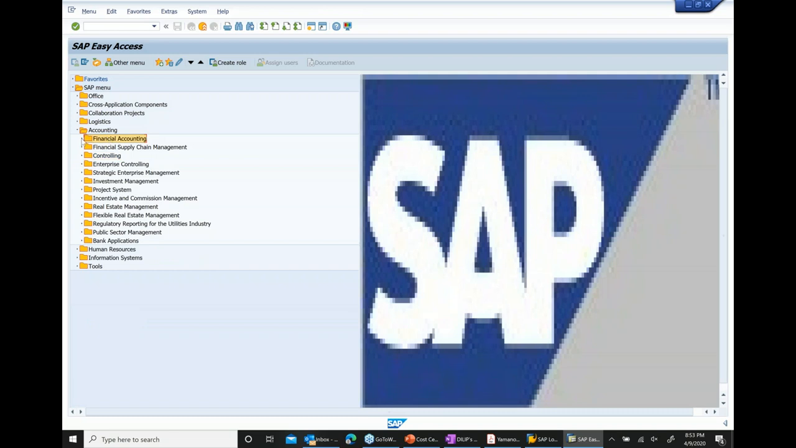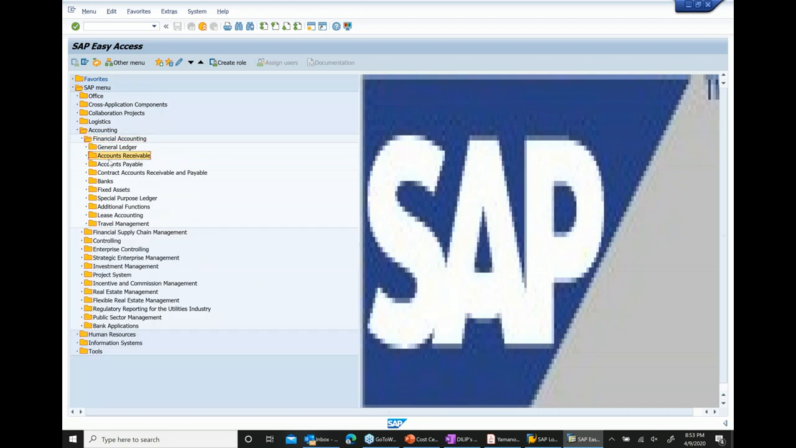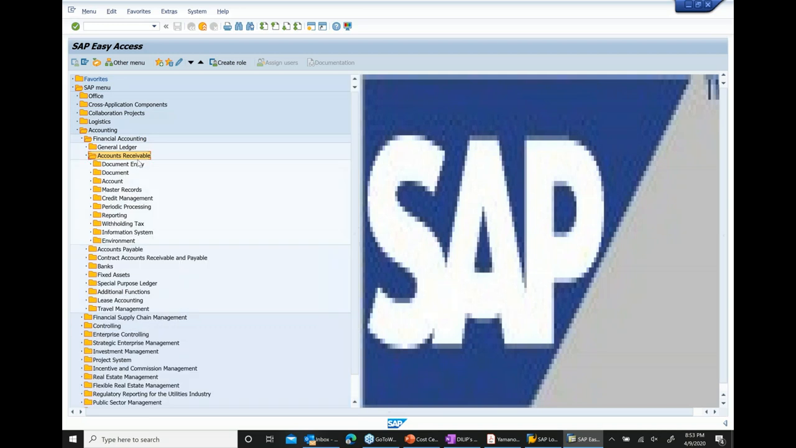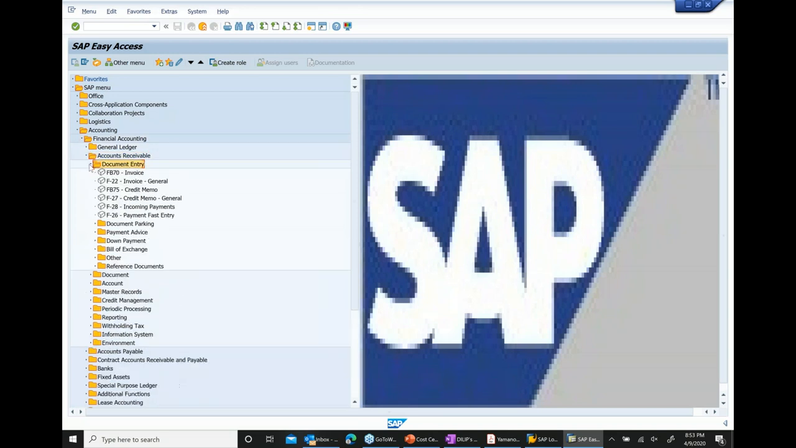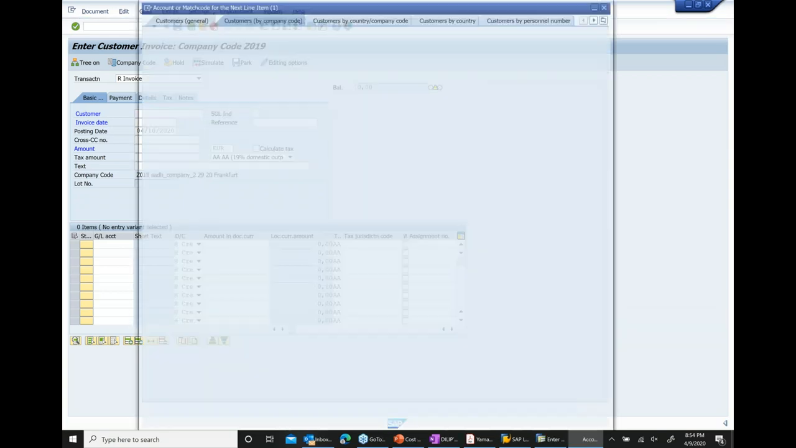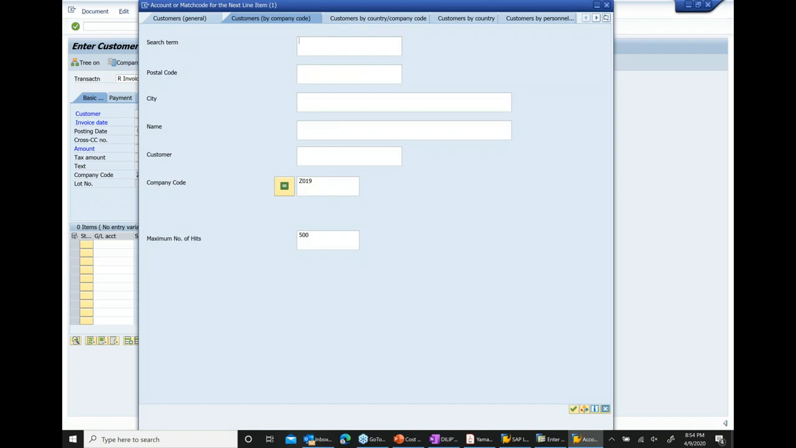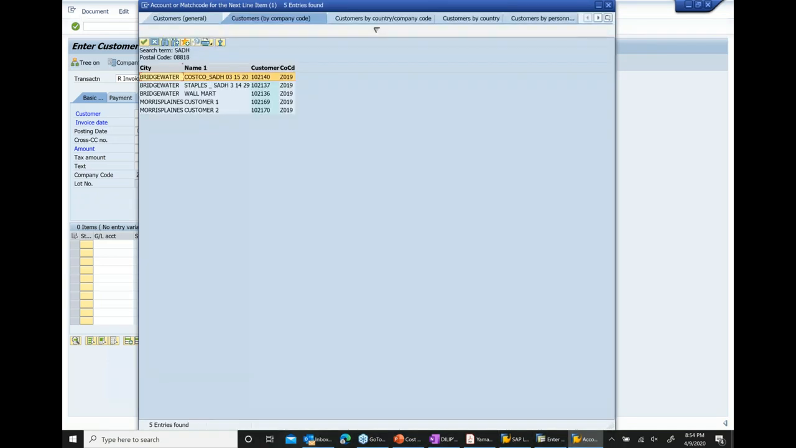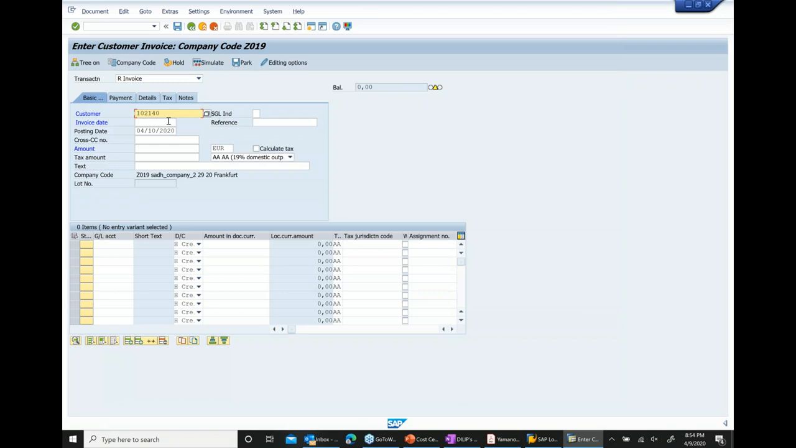And now, if I go to financial accounting, and go to accounts receivable, each of the functions has all these different functions. You want to make a document entry. You want to post an invoice. I choose my customer number. It's just an example. I have a customer, Costco. I'm just showing you the user interface.